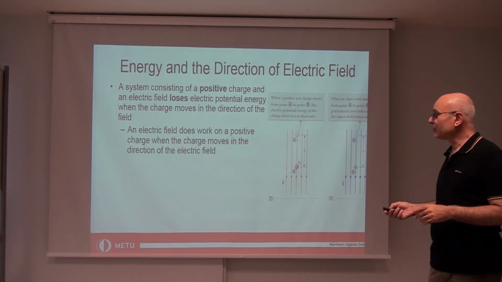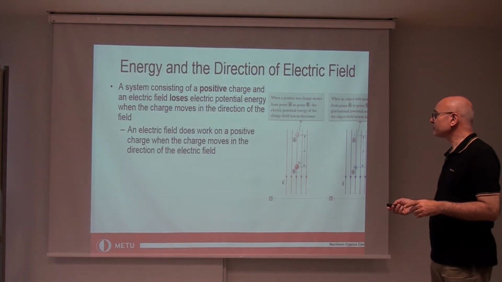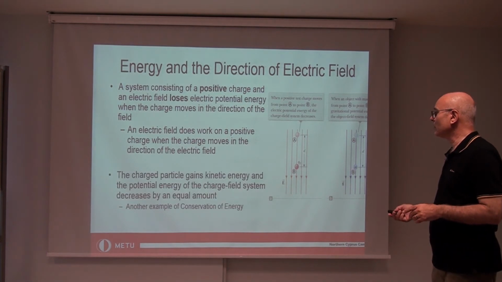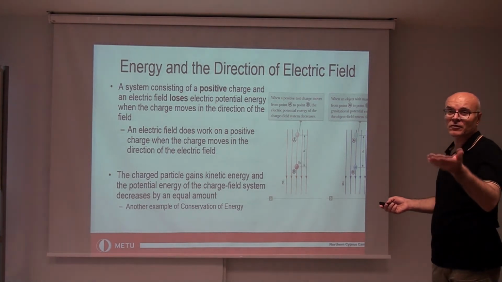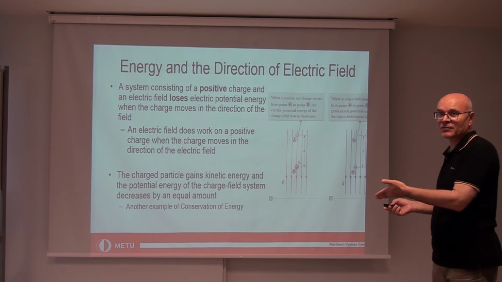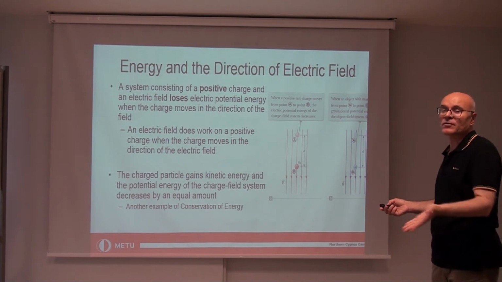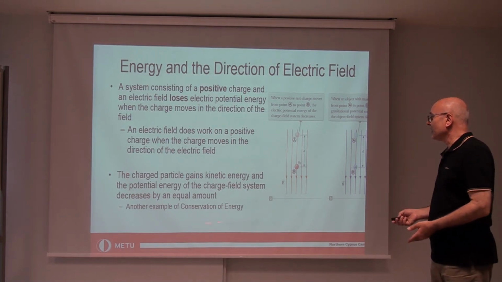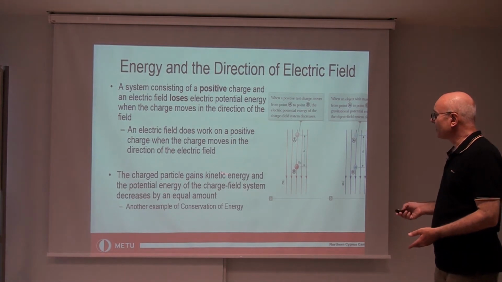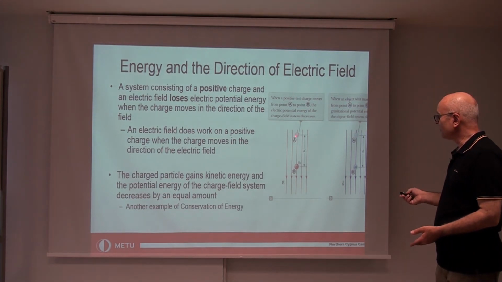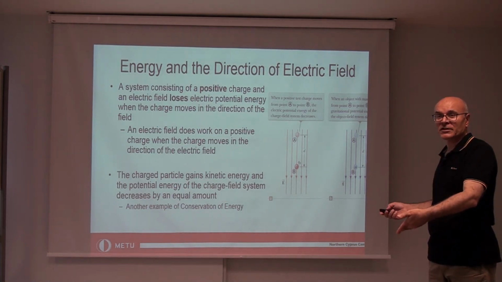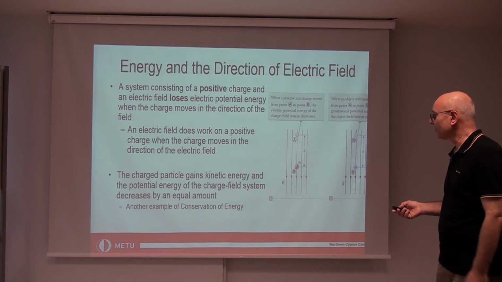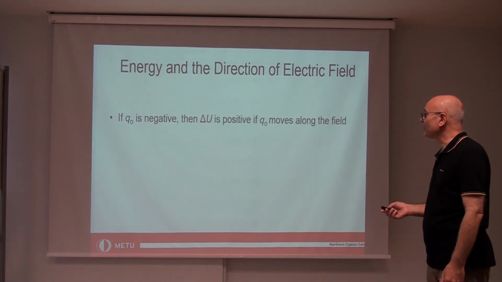Now, the field is doing positive work, but delta U is equal to minus the work of the field. Okay, so delta U is negative, and the fact that it gains kinetic energy requires that the potential energy drops, which is an example of conservation of energy.